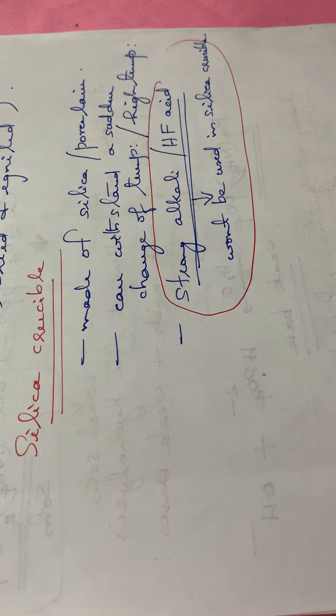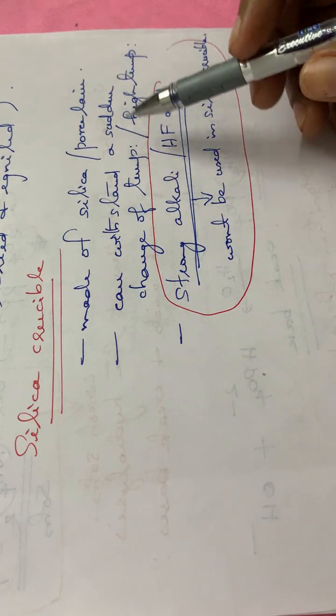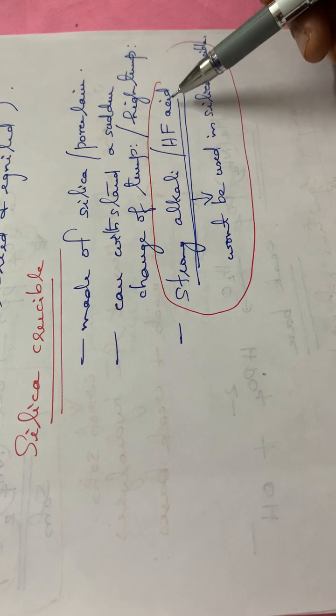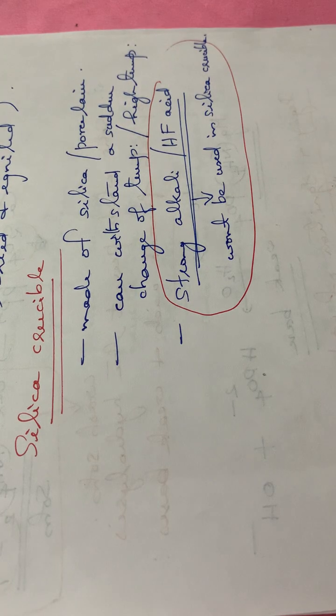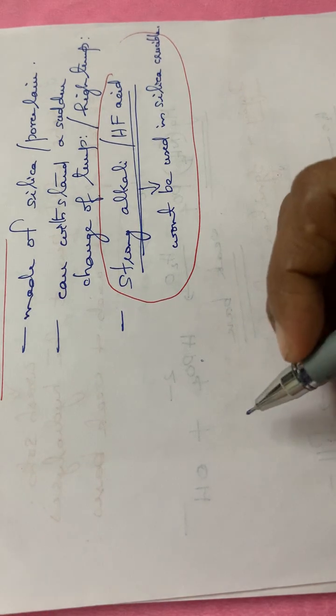So this is about the silica crucible. It is made of silica or porcelain. It can withstand a sudden change of temperature or a high temperature. Strong alkalis or hydrofluoric acids should be avoided. Then the next category is the sintered crucible.